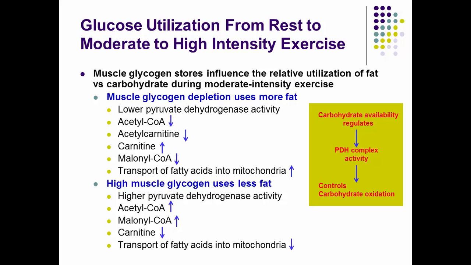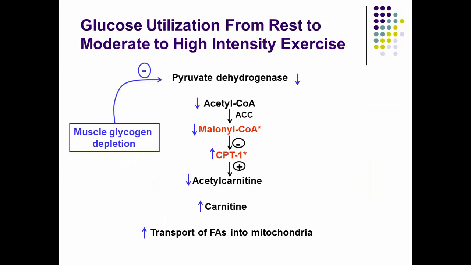So in the low muscle glycogen store, I just want to go to the next slide. If we have a lower muscle glycogen store, and muscle glycogen depletion, that means we have less carbohydrate available, and under these conditions, the pyruvate dehydrogenase activity should be decreased, right? We don't have much carbohydrate being oxidized, so we need to shut down the pyruvate dehydrogenase activities.